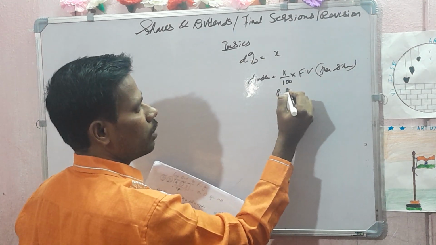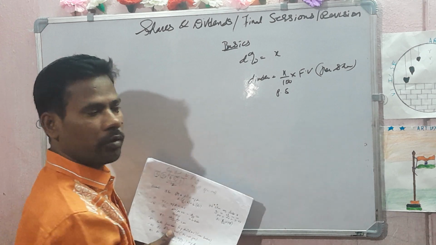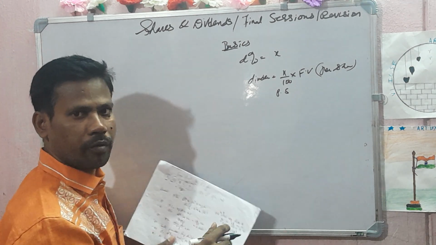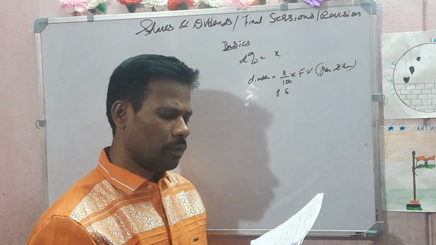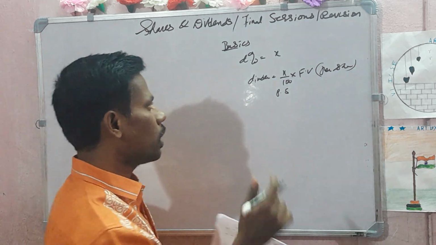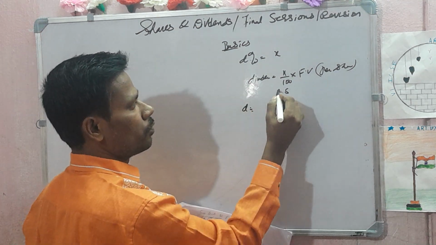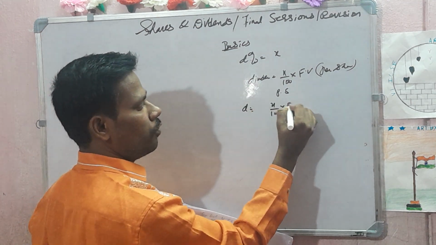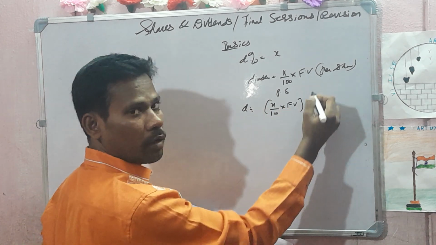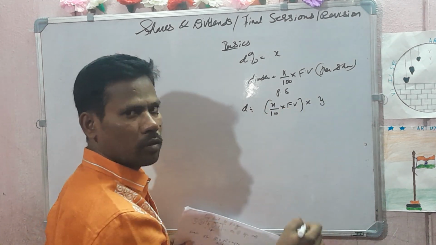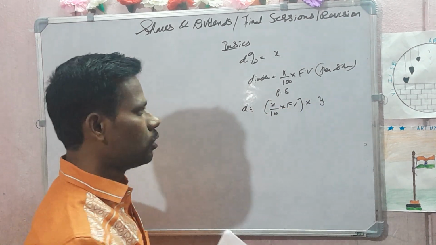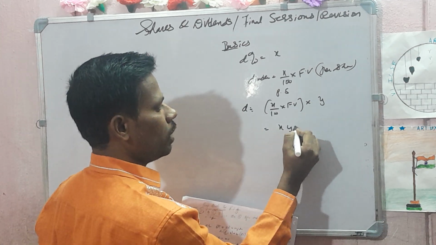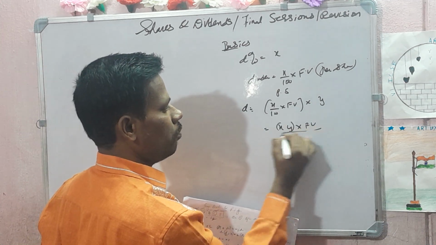This is per share. So for the annual dividend, they will give the number of shares. They will mention in the question the number of shares, something like 30, 40. So you can write dividend is equal to X by 100 into face value into number of shares. This is nothing but X into Y into face value by 100.